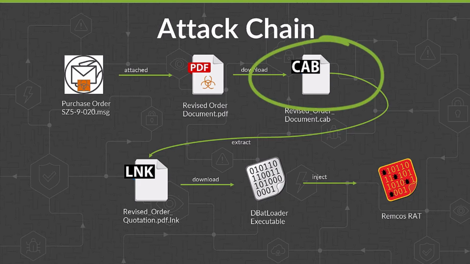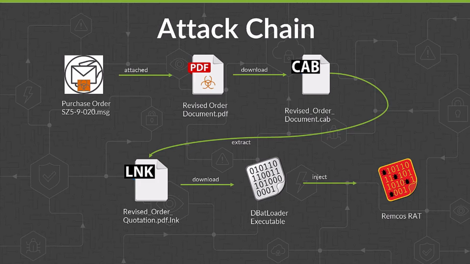The malware then downloads a cabinet file. In the .cab file is what, to the unsuspecting user, looks to be another PDF, this time with the revised order. But it's not a PDF at all. Instead, it's a link file, or LNK file, disguised as a PDF. Link files are Microsoft Windows shortcuts. They point to another file, folder, or application.